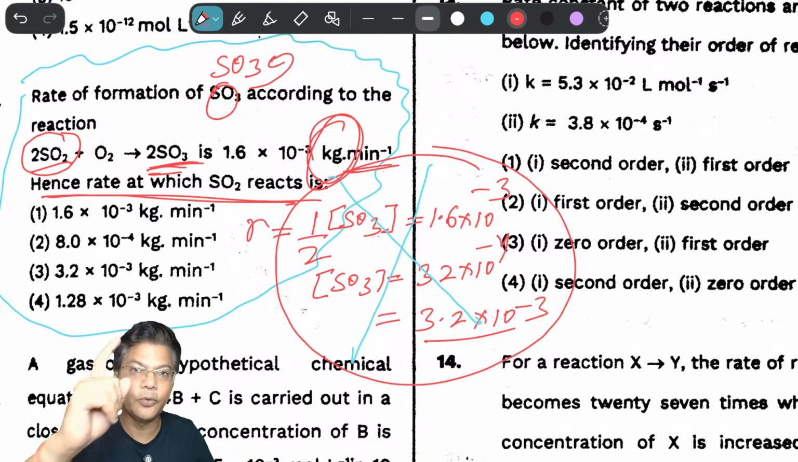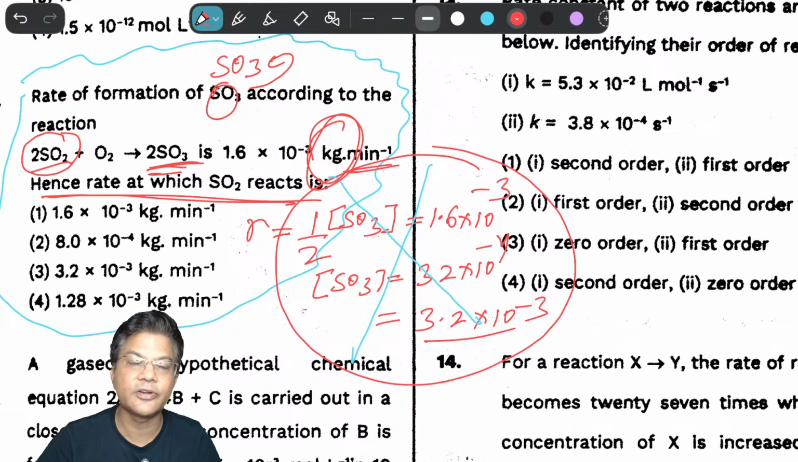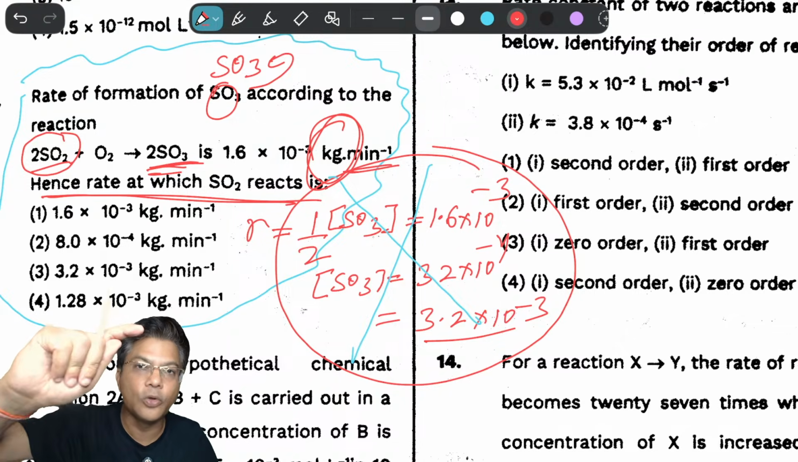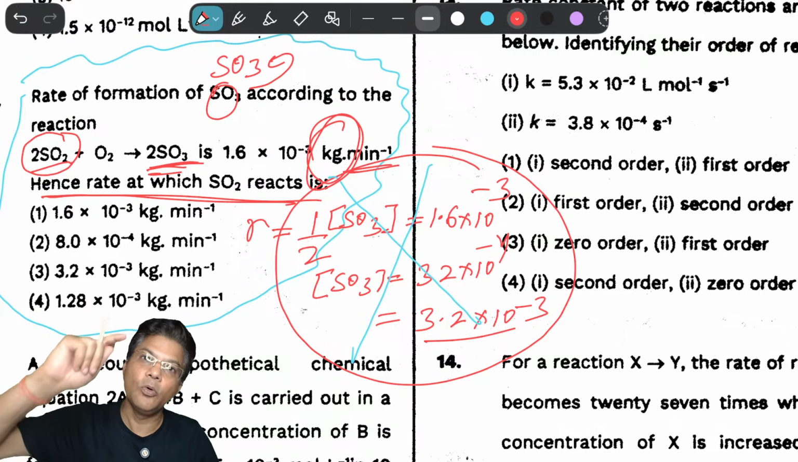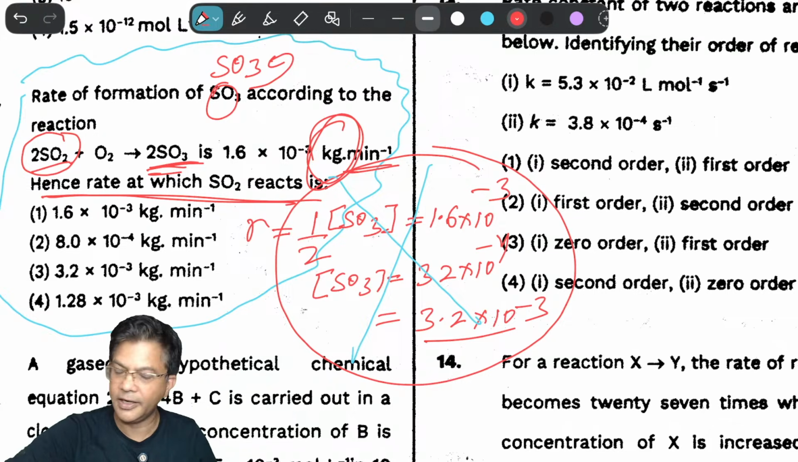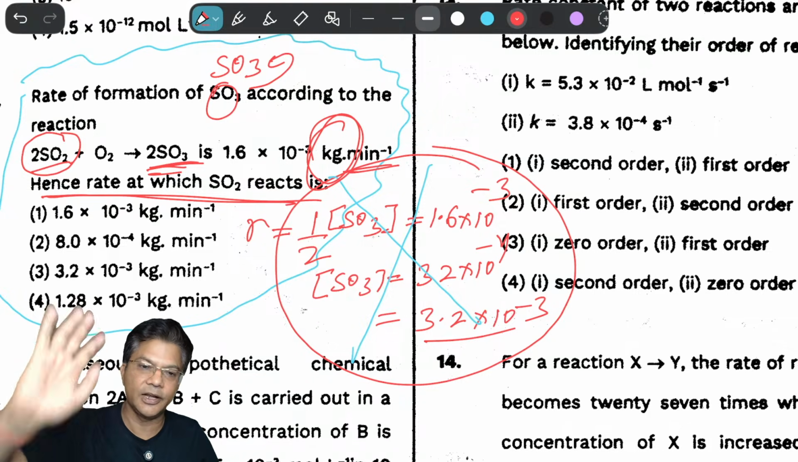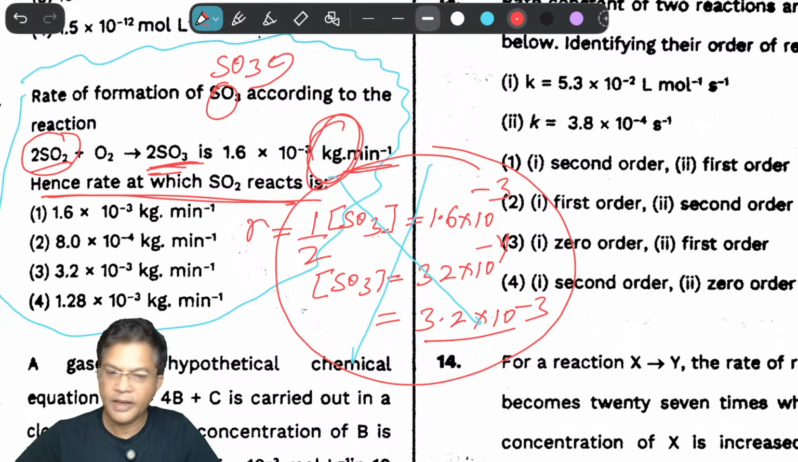So we know that the rate is always defined as concentration per unit time. Concentration means moles per volume, and moles means weight upon gram molar mass. Got it, kids? So it's a lengthy one. Now you can calculate. Everyone, is it clear or not?